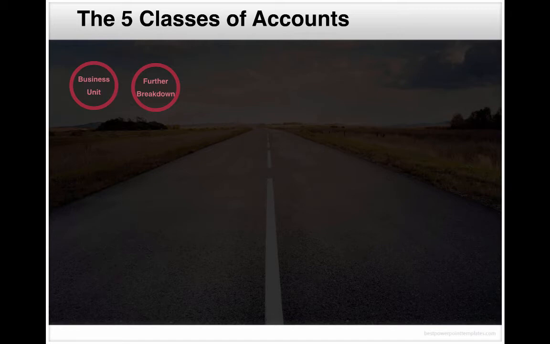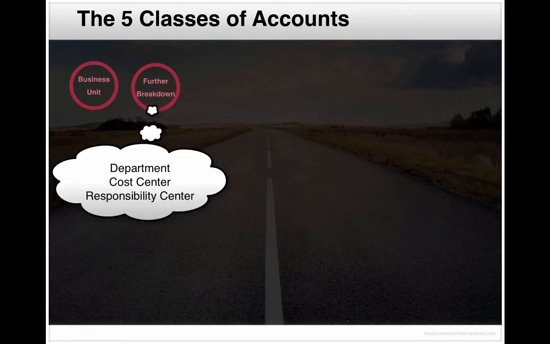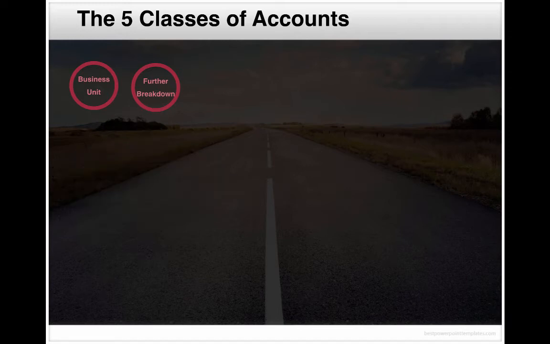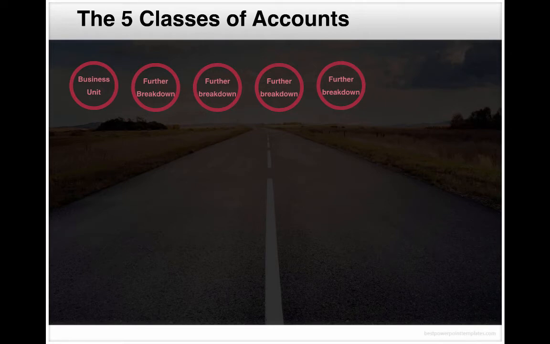So typically what I've seen is that a more granular breakdown right after the business unit could be the department within that particular business unit, or the cost center. Sometimes it's called a responsibility center. We want to perhaps track different transactions from the marketing area versus the sales, the retail area, etc. And so typically you'll have multiple different levels of granularity.